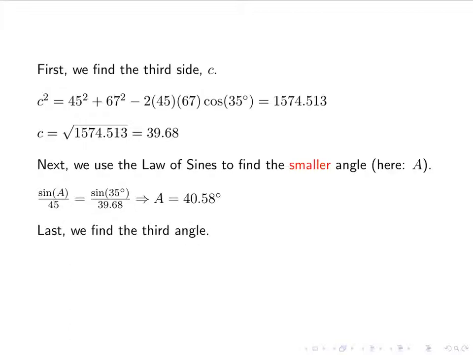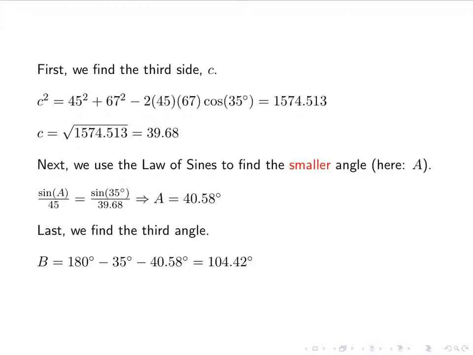And then our last thing is to find the third angle. We're going to use the fact that the angles sum up to 180. So B is 180 degrees minus the 35 degrees minus the 40.58 degrees. And that gives us 104.42 degrees. And again, the law of sines wouldn't have given us that. It would have given us something like 76 degrees, the quadrant 1 angle that's associated with it.